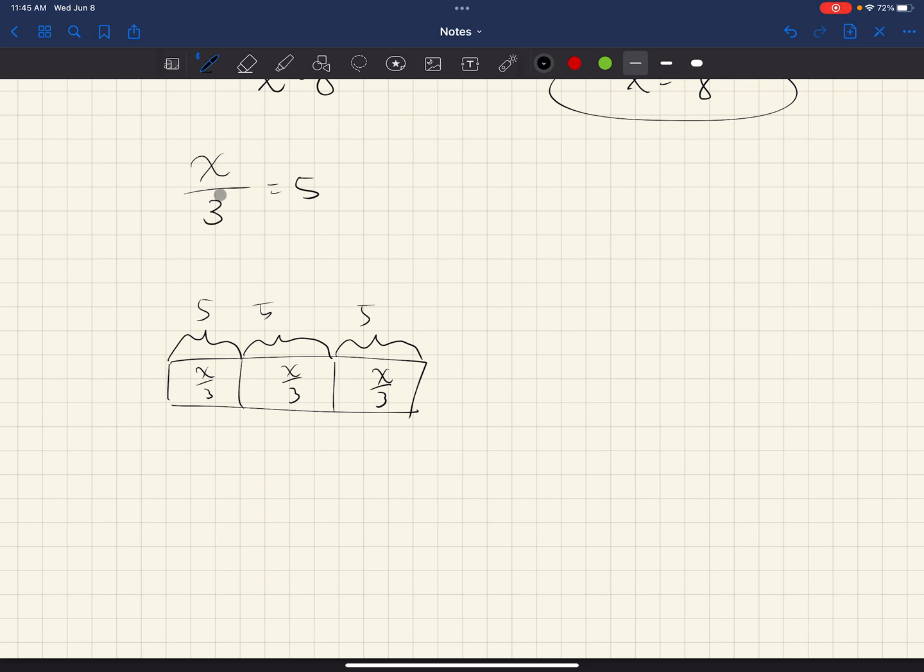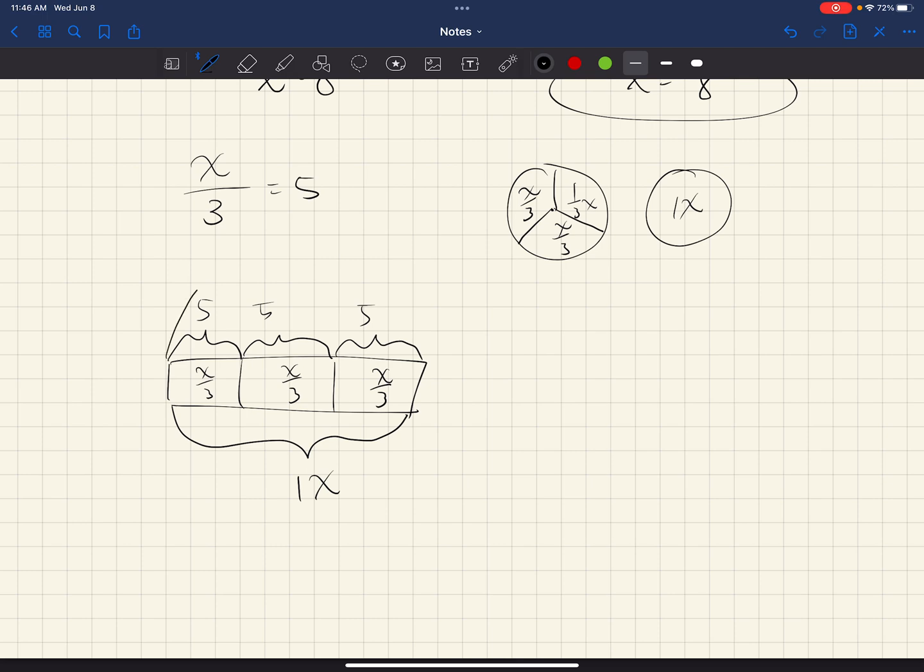Because if I divide x into 3s, 1/3 of an x, 1/3 of an x, 1/3 of an x, that entire thing is just equal to 1x. And this entire thing then is equal to 15. Why? 5 plus 5 plus 5 is in fact equal to 15.